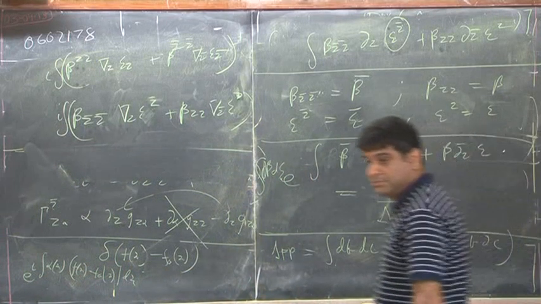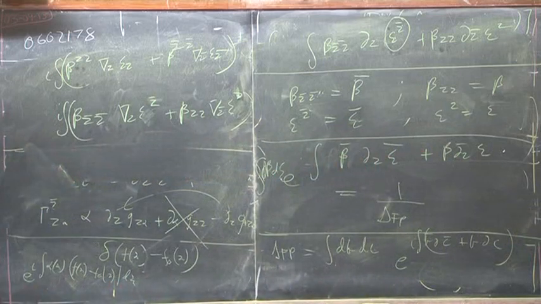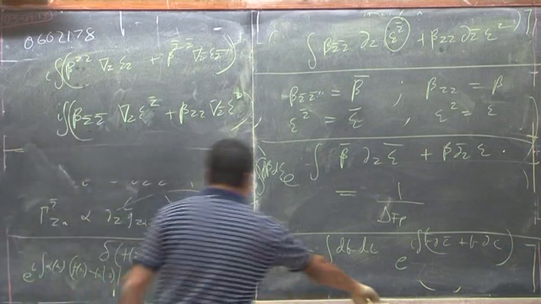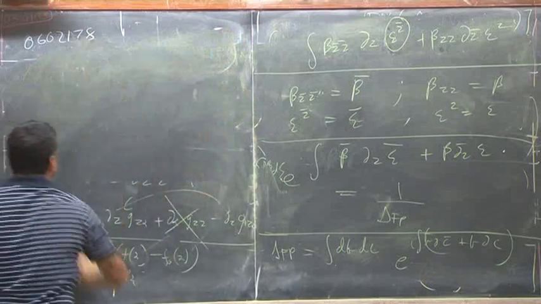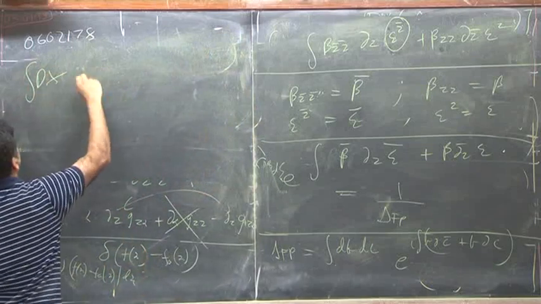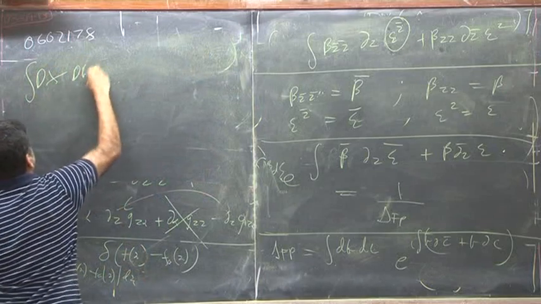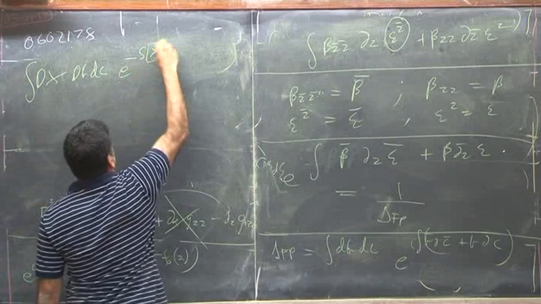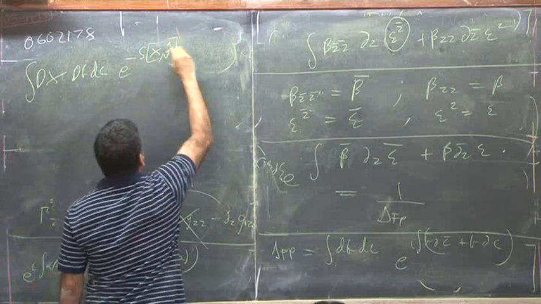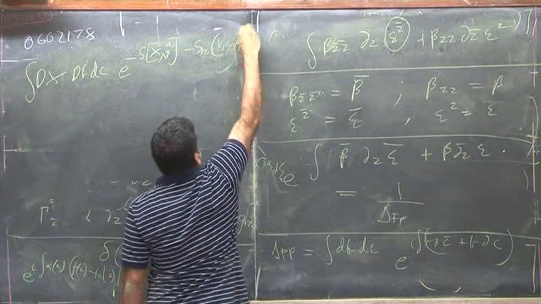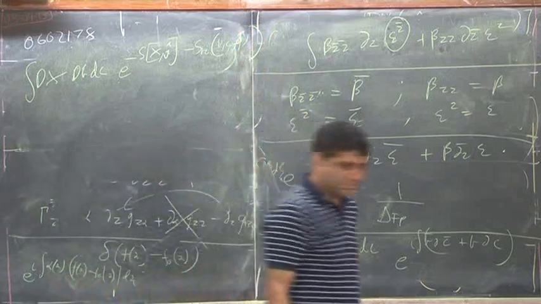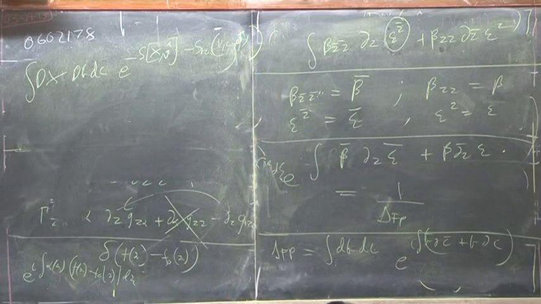Now your real action will have real fields with these Grassmann fields. So the full path integral of string theory is what? The full path integral is the integral dX dB dC e to the power minus S of X as a function of g hat, minus S of BC as a function of B and C and g hat.